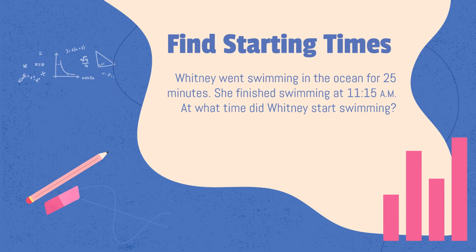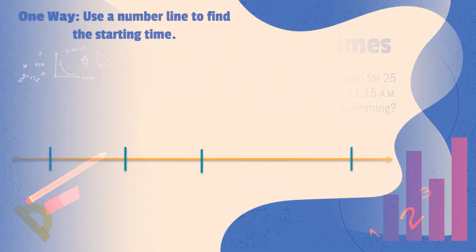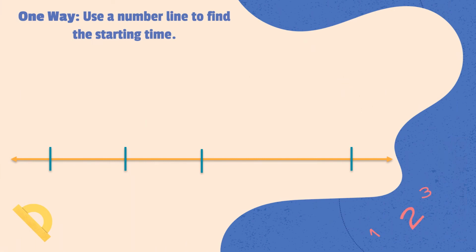So in the last problem, they give us the starting time and we have to look for the end time. In this problem, they are asking us to find the start time. So let's do it. We're going to use the same two ways, number line and analog clock. So the first way is the number line. So the first step is to find the time on the number line in which Whitney finished.